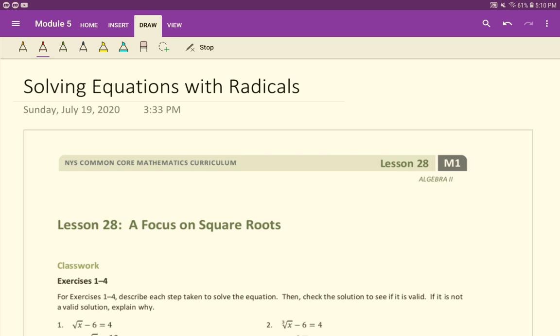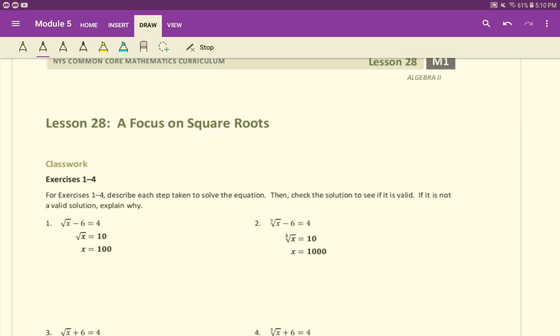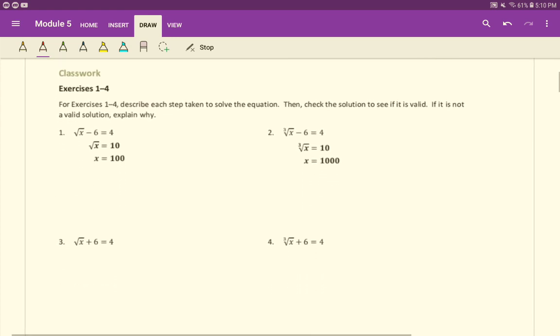Okay, you should have your Unbounded lesson, the student version, in front of you. So again, if you don't have that, make sure you get that from your teacher. All right, here we go. For these exercises, we're supposed to describe each step taken to solve the equation, then check the solution to see if it is valid. If it is not a valid solution, explain why. Okay, so let's take a look here.